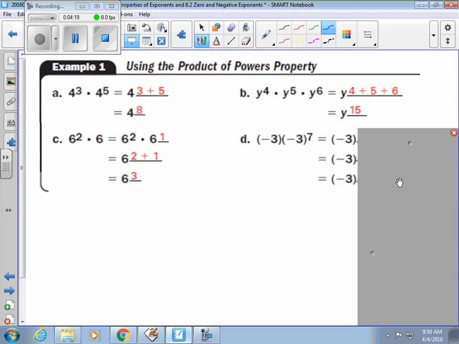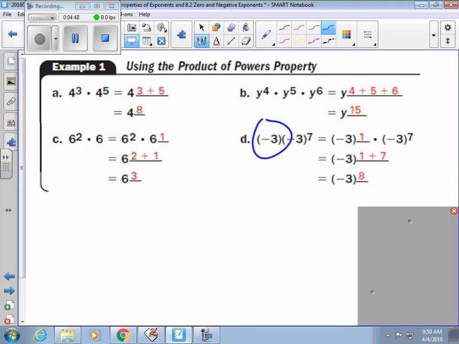And then the same thing with negative 3 times negative 3 to the 7th. Both of the bases are negative 3. Remember what the exponent of the first one is: it's negative 3 to the first power. Same bases, negative 3 and negative 3. Add the exponents, 1 plus 7. Negative 3 to the 1 plus 7 is negative 3 to the 8th. Again, it's not a trick. All four of these examples, A through D, are multiplying the same bases. You add the exponents.